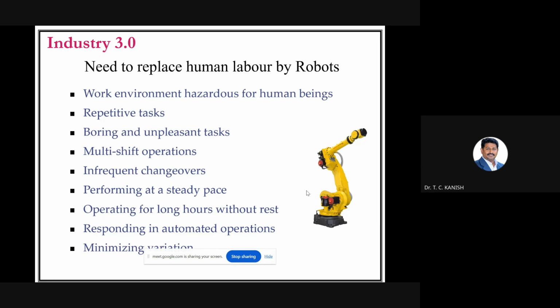Sometimes if you want to do a repetitive task, people will get bored. They don't want to do the same job each and every day, coming to the office in the morning and doing the same work. Then there are unpleasant tasks, multi-shift operations, and strenuous work. If you want to continue for long hours without rest, we can use robots. And minimizing waste means we can increase the quality. For those purposes we can go for robotics.